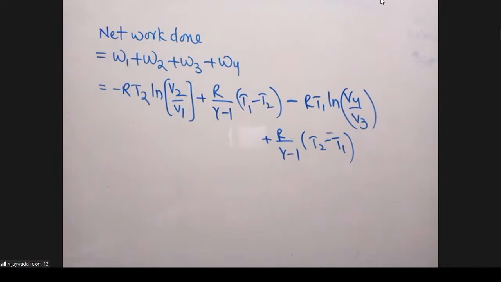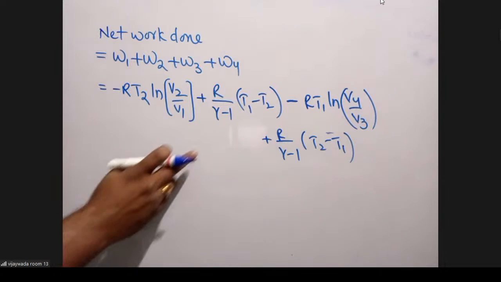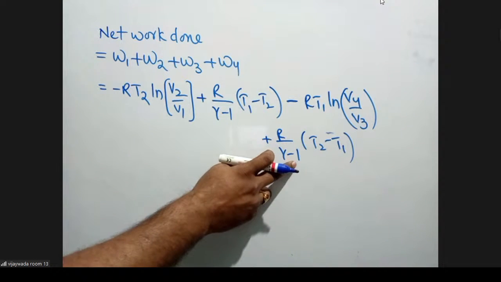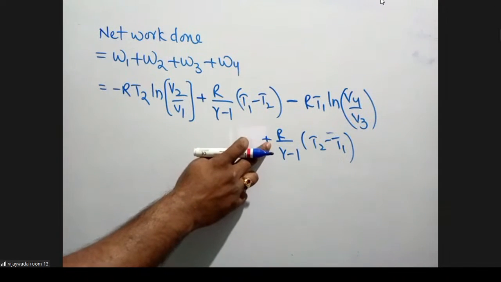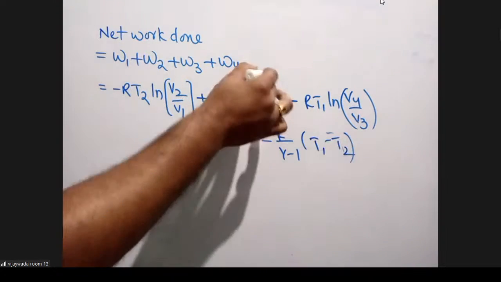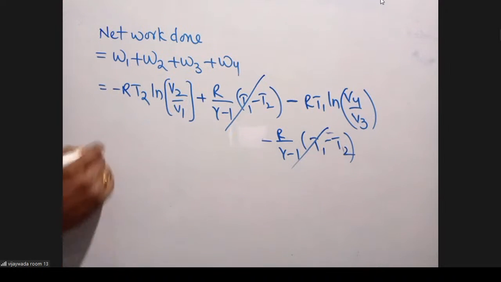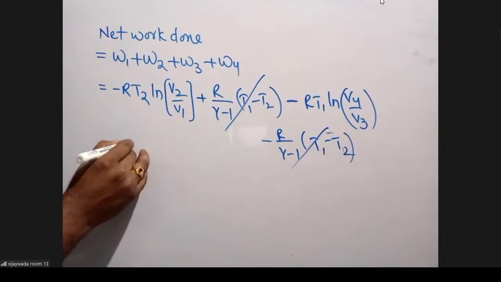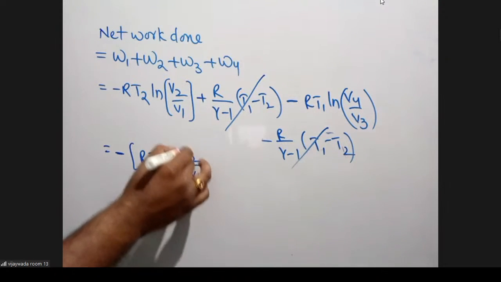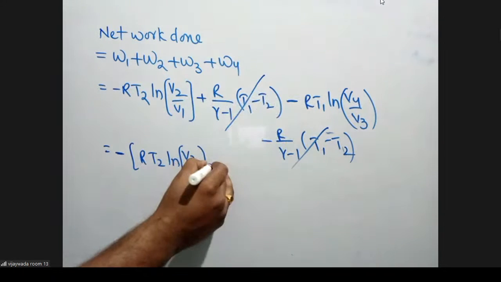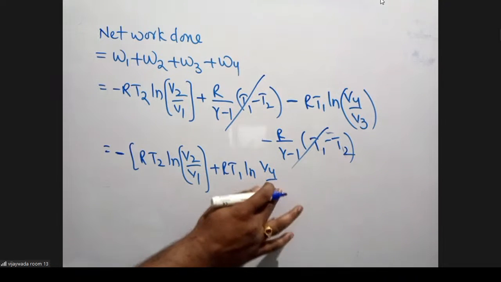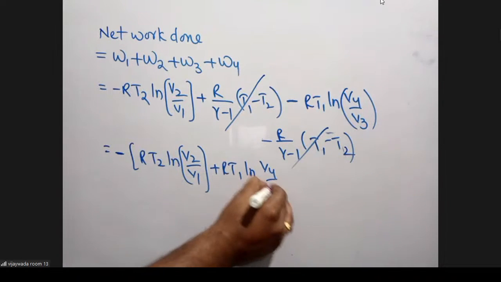So this is the network done. Can I cancel R by gamma minus 1 into T1 minus T2 plus R by gamma minus 1 into T2 minus T1? Because we can write this equation as minus of T1 minus T2. Then both will cancel. And finally minus is common: minus R T2 ln V2 by V1 plus R T1 ln V4 by V3.